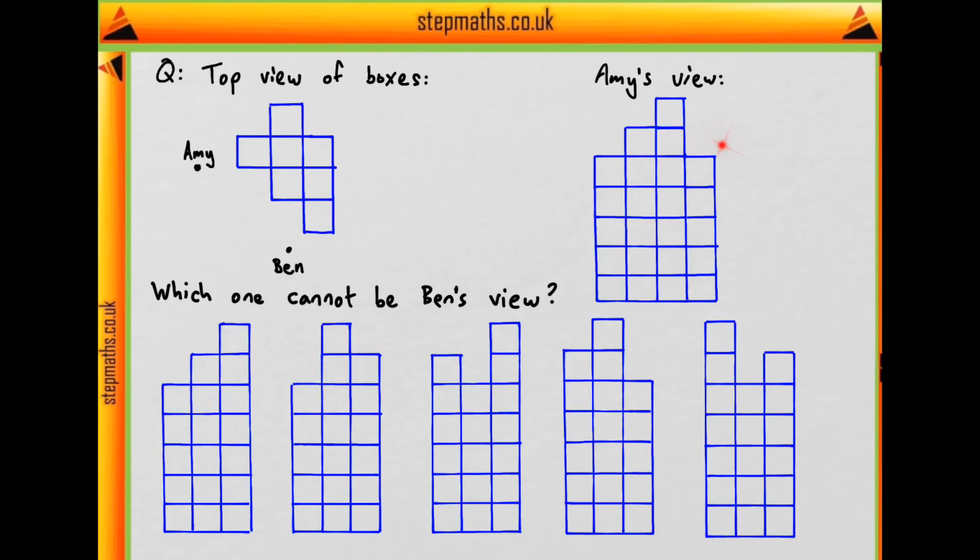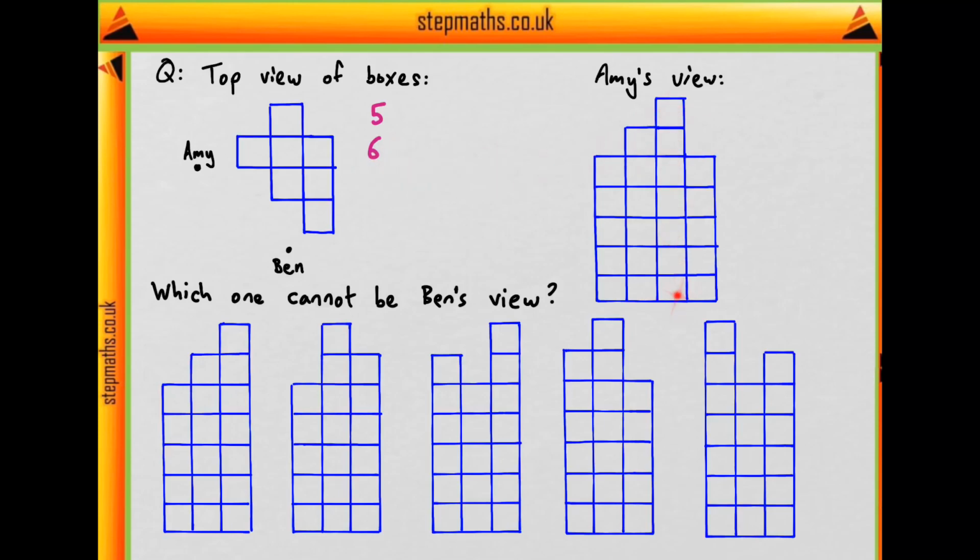So how can we use Amy's view to help us decide what Ben's view should look like? Well, if we go through each column in turn, we can say that this one here, which is 5 boxes high, must correspond to the far left one, as far as Amy is concerned. So we know this is a stack that's 5 boxes high, and then next, we know this is 6, but we have 3 possible piles of boxes that could be 6 high, but we know that none of these can be higher than 6, because that's the maximum that Amy can see.